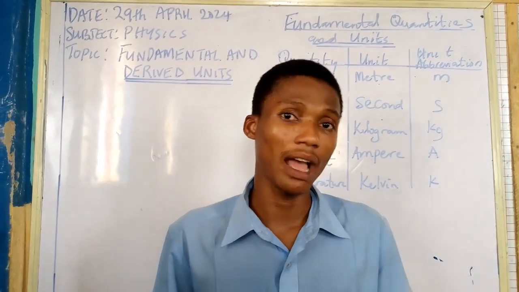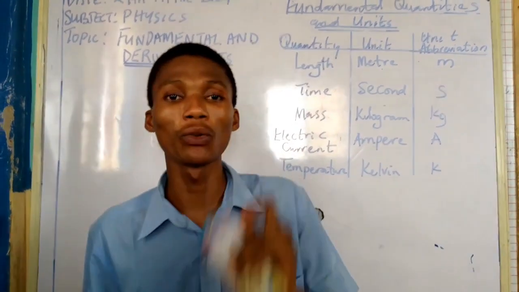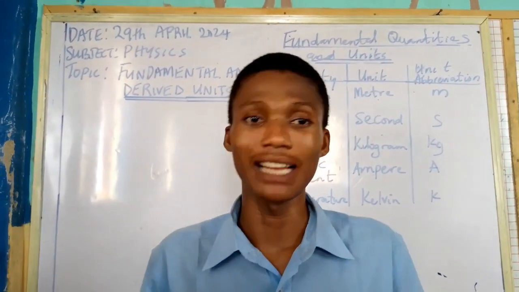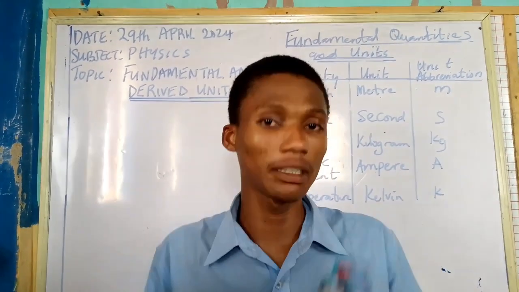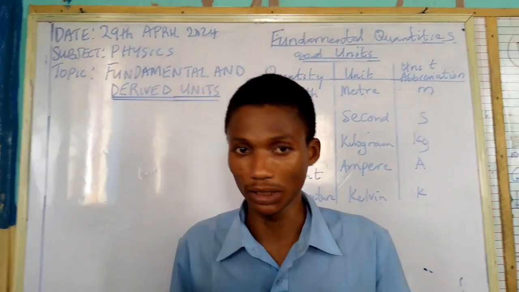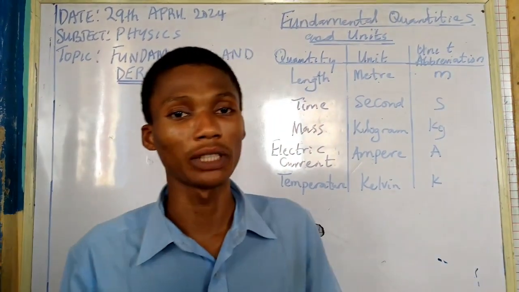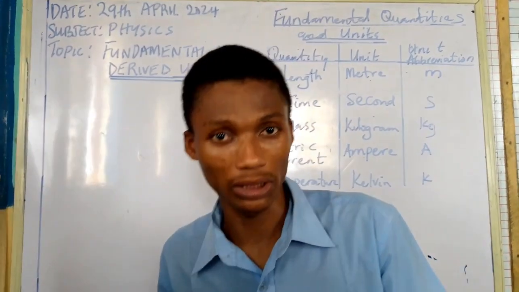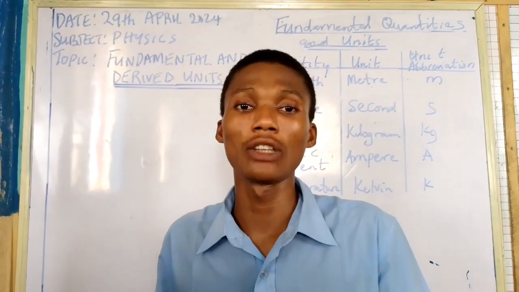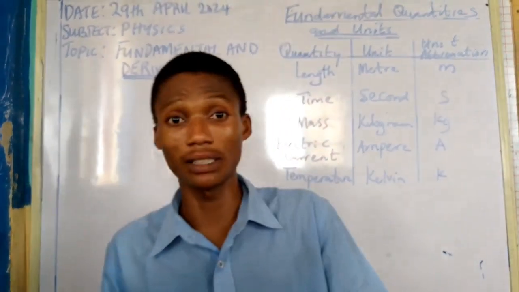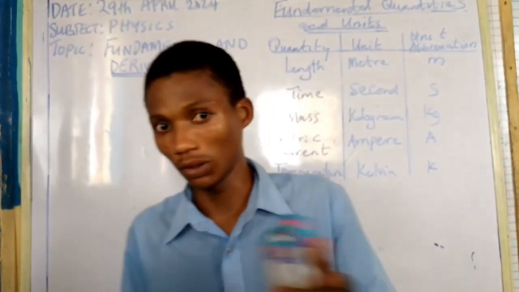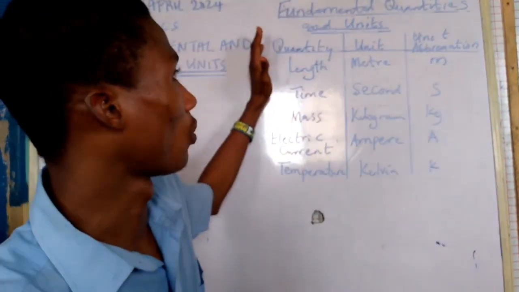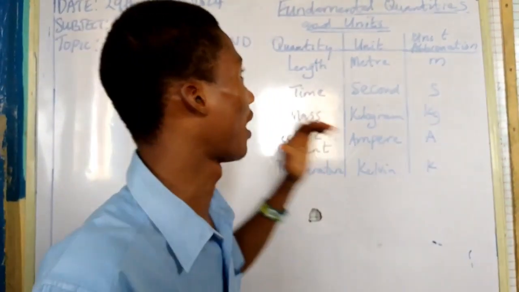Fundamental quantities are the basic quantities upon which other quantities depend. Now, they are the basic quantities that are independent of other quantities. We also have the meaning of fundamental unit. Fundamental units are also the basic units upon which other units depend. Just like the definition of the quantity, the unit is also added. So let's look at the examples of fundamental quantities and the unit.